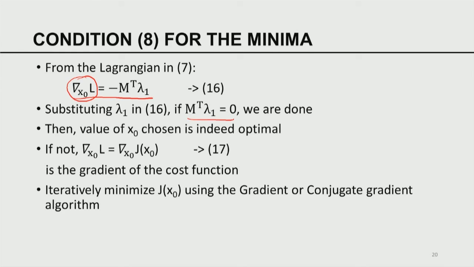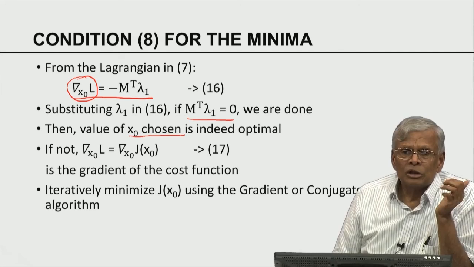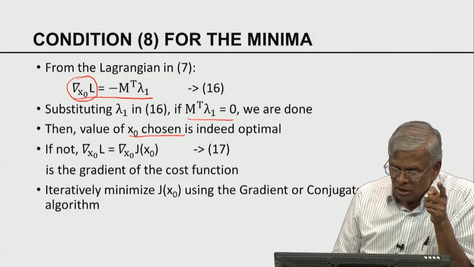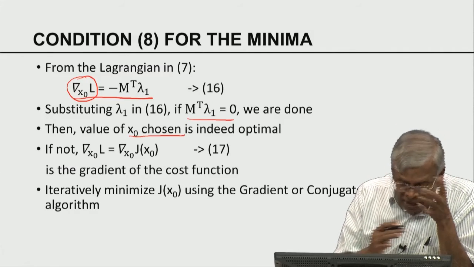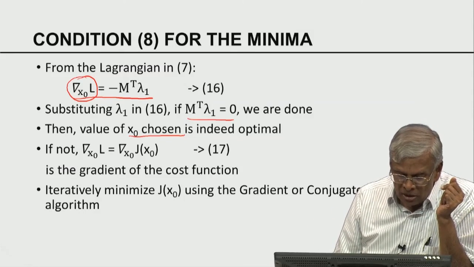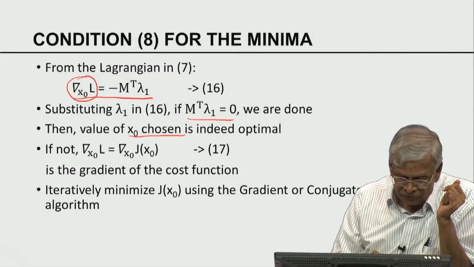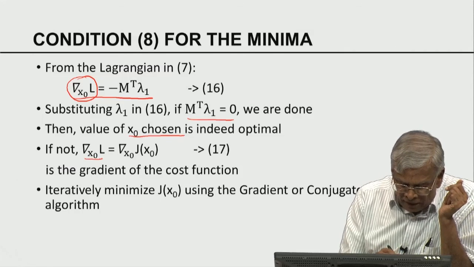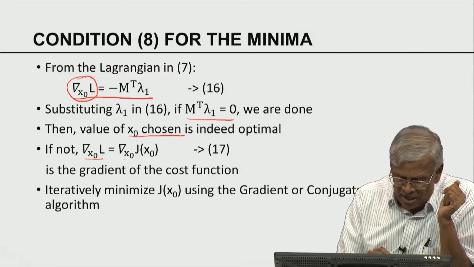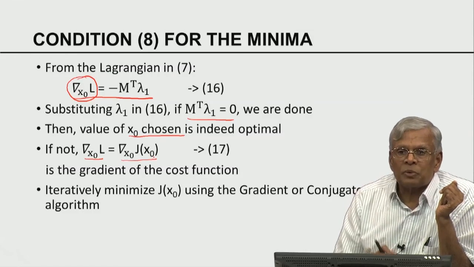But it stands to reason to expect this calculation would in general be not equal to 0, because I chose x naught arbitrarily. So for an arbitrarily chosen x naught, in general need not be optimal. If in general need not be optimal, the gradient of L with respect to x naught under the constraint is the same as gradient of J with respect to x naught.